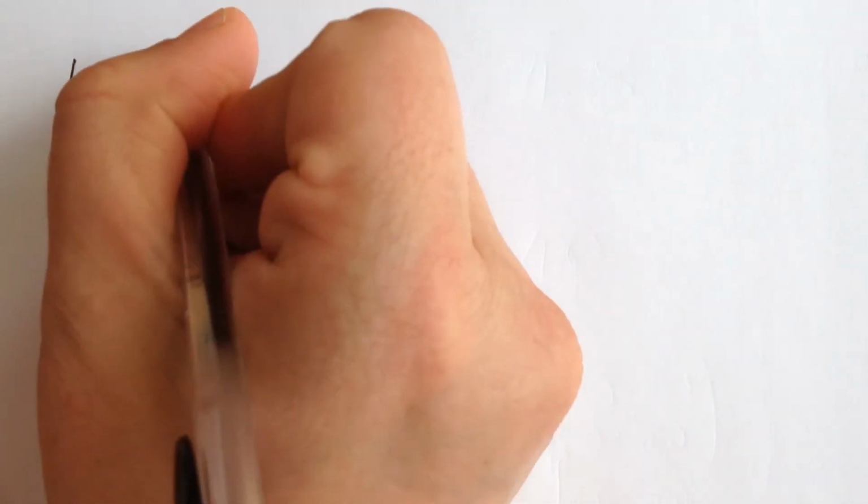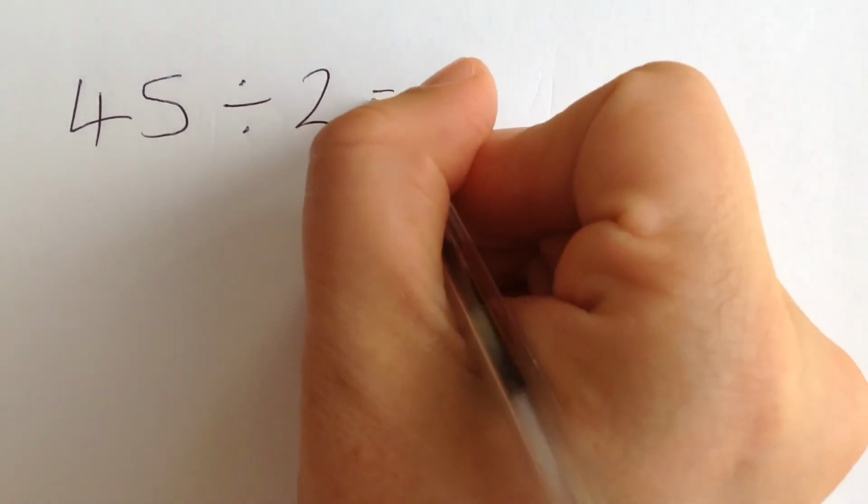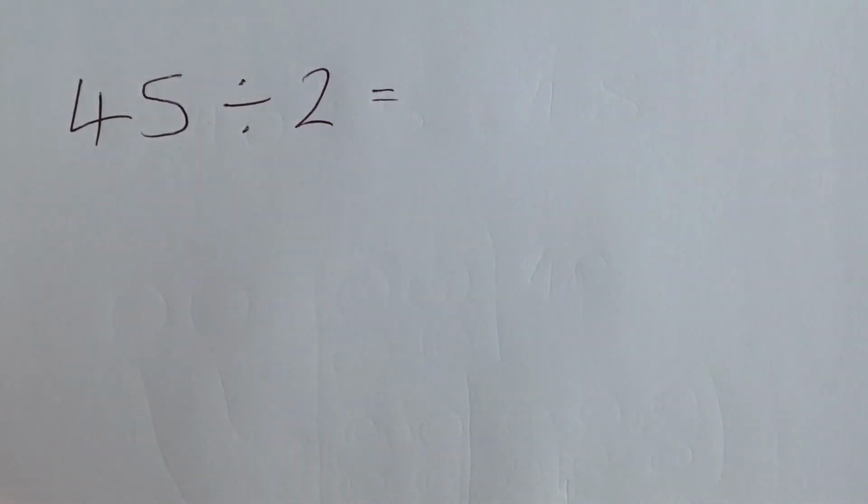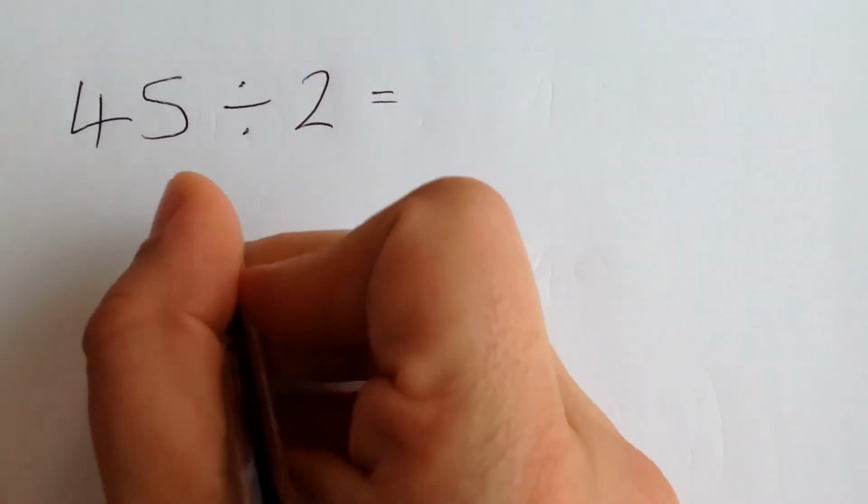I want to do one with a remainder, so I'm going to do 45 divided by 2. I'm going to use the same method. Now, I will do a challenge in maths video this week where I'm going to show you short division. So if you want to have a go at short division without the pictures, check out my challenge video, okay? Anyway, 45 divided by 2.